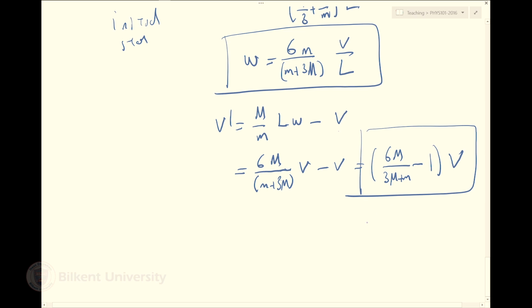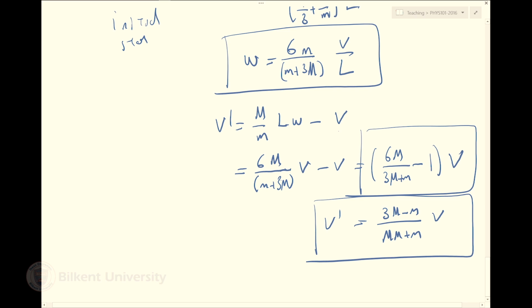I can even write this in a better way. It's 3m minus m, 3m plus m times. Not m, 3m.